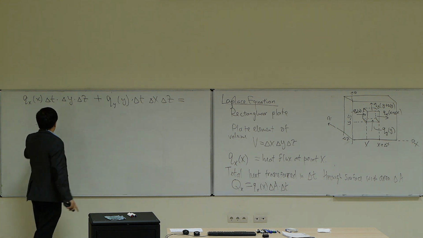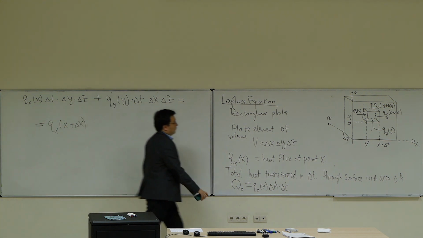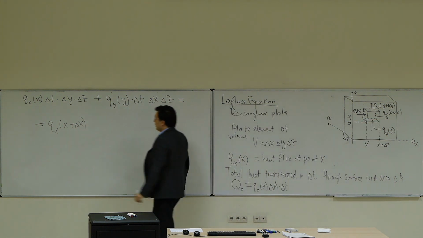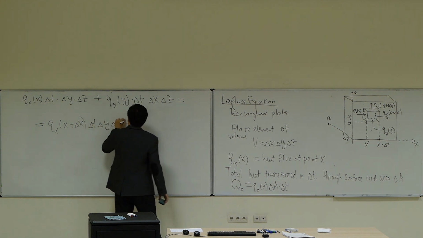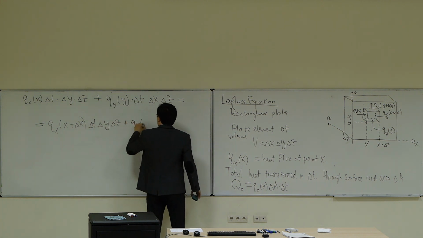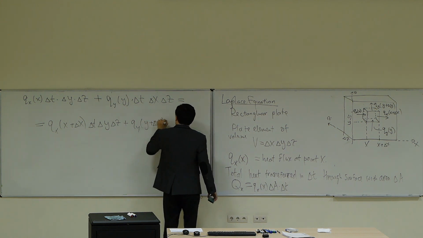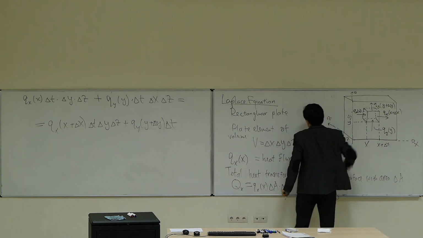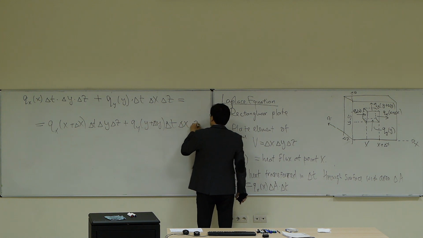And that should be equal to what is leaking out, which is qx at point x plus delta x. Now we are looking at this surface, multiplied by delta t, delta y, delta z, plus qy at y plus delta y multiplied by delta t. Of course, now we're looking at the heat leaving through this surface, multiplied by delta x and delta z.